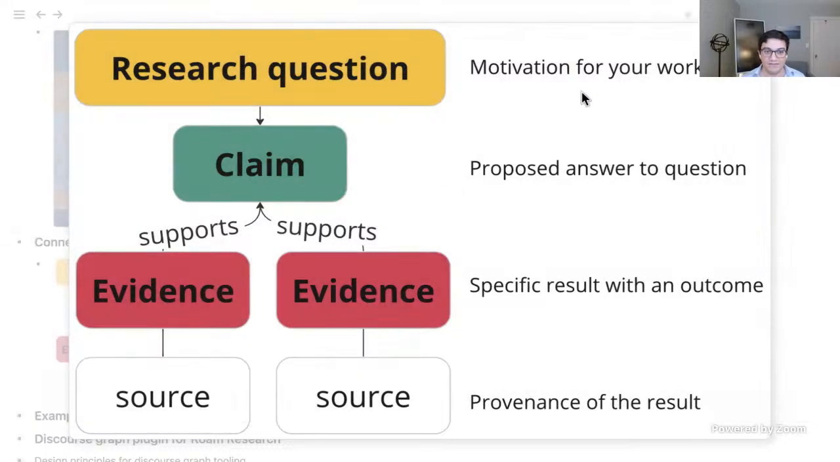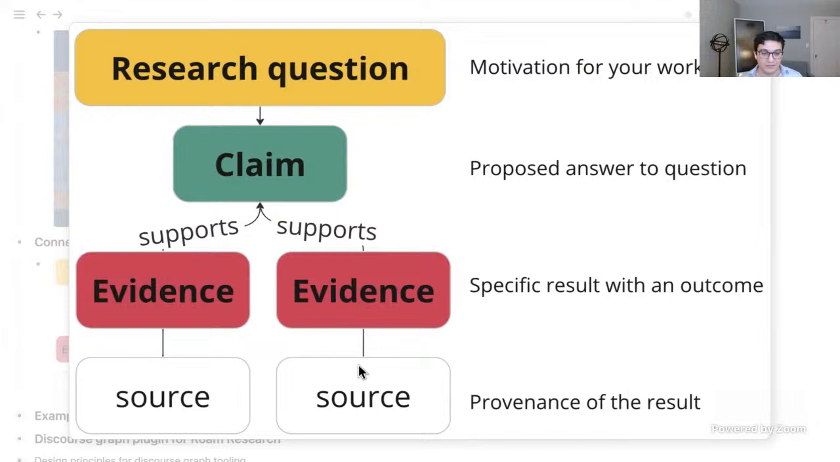A discourse graph looks like this, where you have the research question that is the unknown that you're trying to make known through your research. The claim is our proposed answer to the question based on what you know right now, and that claim is supported by one or more pieces of evidence. And each piece of evidence is a specific observation or a result that has a single outcome and a single provenance. So the piece of evidence might have come from a specific research article. It might have come from a specific study or experiment or intervention.